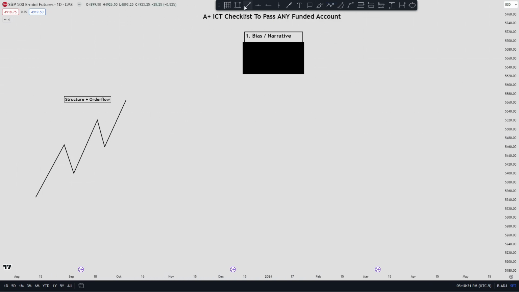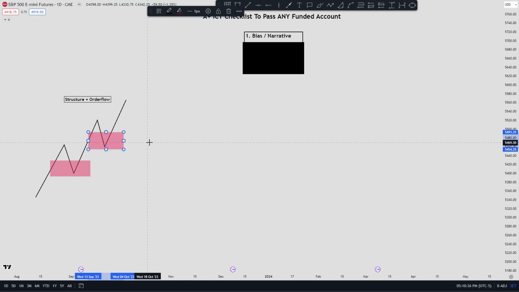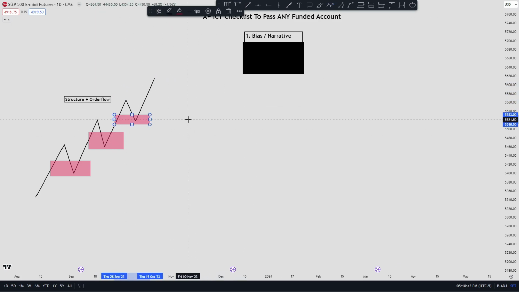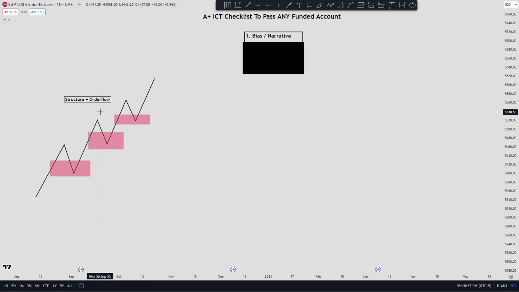Order flow is if price came down into this bullish fair value gap, found support. Wouldn't you think if it came down again into a bullish fair value gap, it would find support again? You know what I mean? That's order flow. The market is going higher, it should show support at support levels. As the market is going lower, it should show resistance at resistance levels. That is order flow.